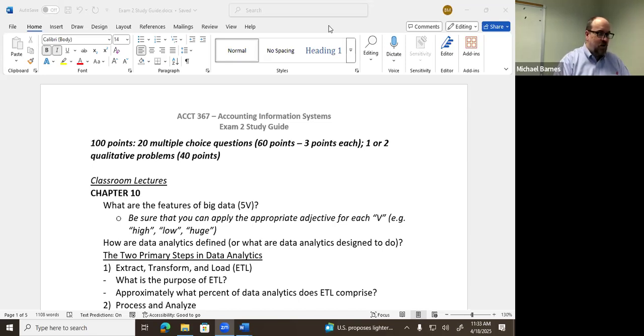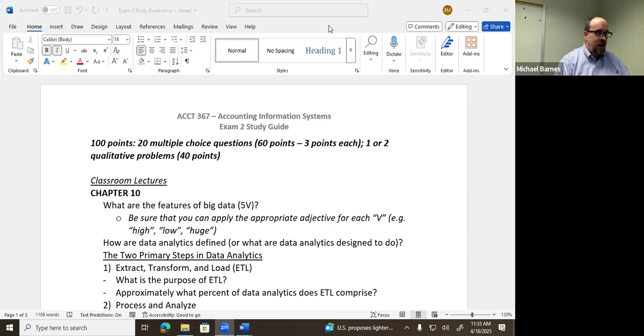All right, so starting out with chapter 10, we talked about big data, the 5 V's. Remember, the book only talks about 4 V's. We need to know all 5. So you need to know what each of the 5 V's are, as well as their appropriate adjectives that are associated with them. You don't need to get too fancy on this. If you say the first V is volume, and you say high volume instead of huge volume, I'm not going to count off. I want to know whether it's big or small, so basically high or low.